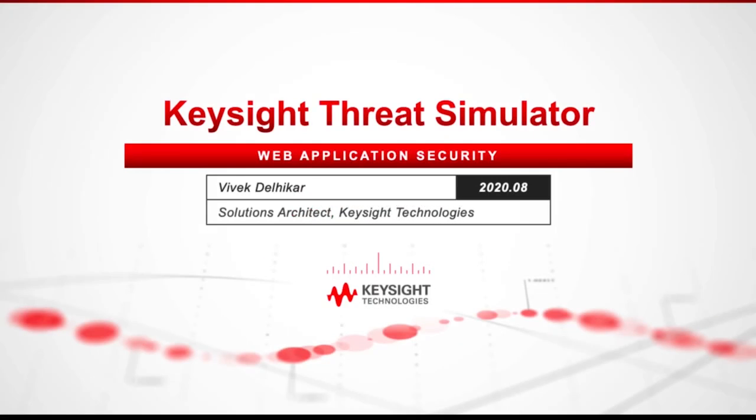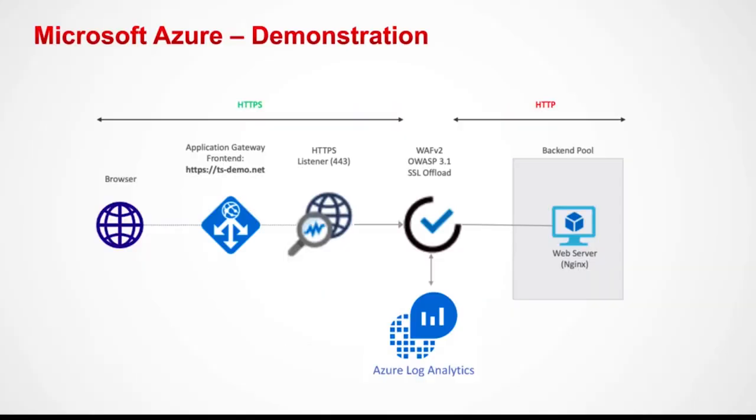In this video, I'll be demonstrating how you can utilize Keysight's Threat Simulator to assess the prevention capabilities of your Web Application Firewall, or WAF, in Microsoft Azure. But first, I will show you how a well-known attack vector, such as a persistent cross-site scripting attack over an SQL statement, can be exploited on a website.